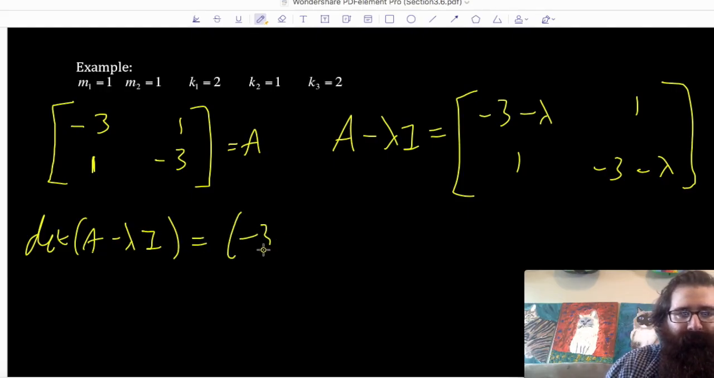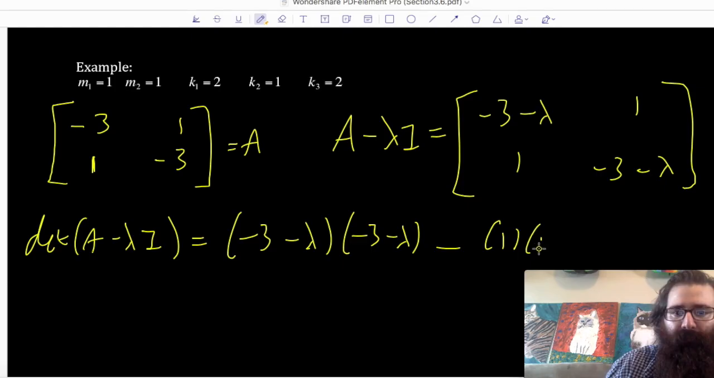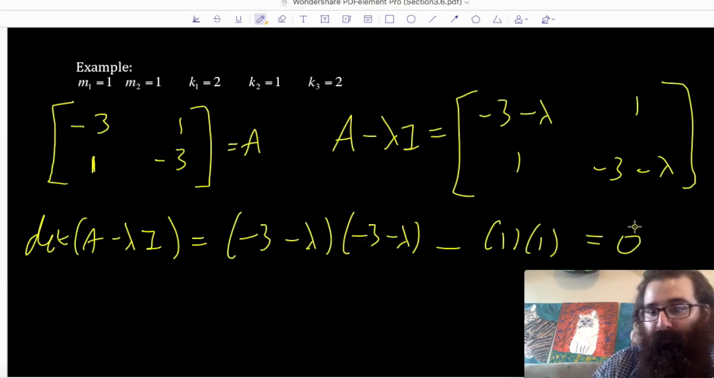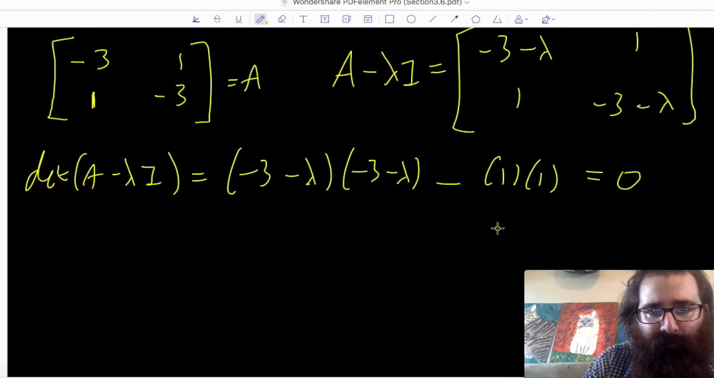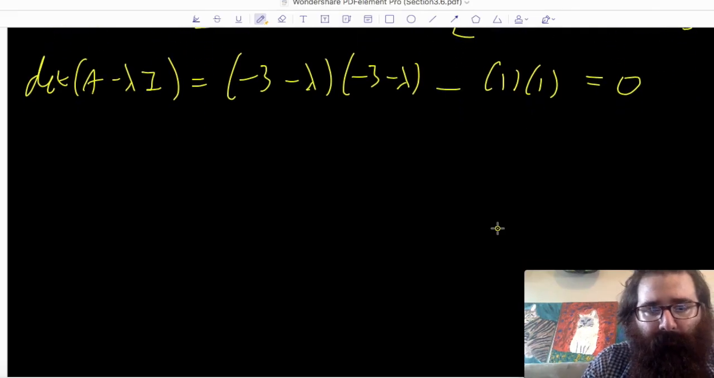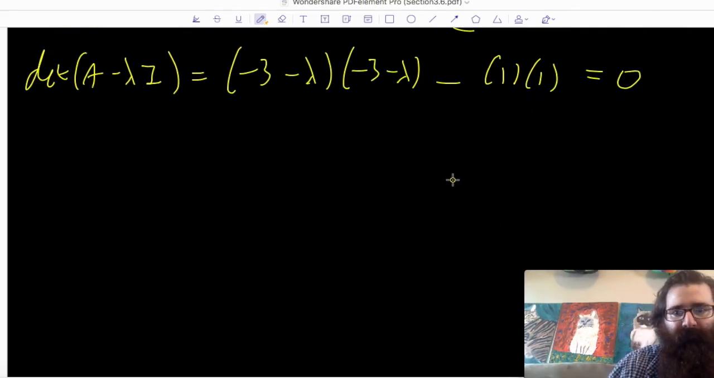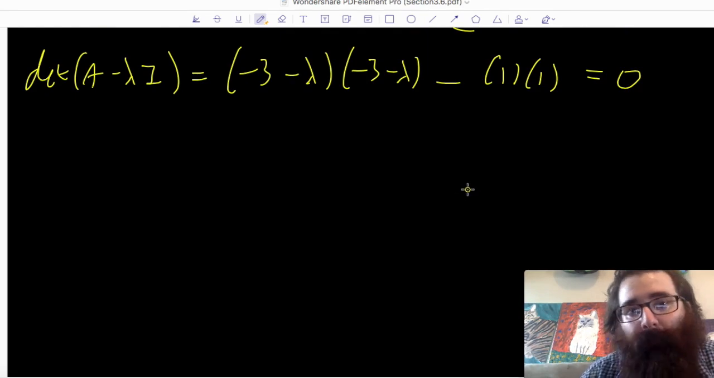That gives me, multiplying on the main diagonal, negative 3 minus lambda times negative 3 minus lambda, and then minus the product on the off diagonal, 1 times 1. Set that determinant equal to 0. Try to force those non-trivial solutions out from the invertible matrix theorem, if you're a fan of linear algebra.